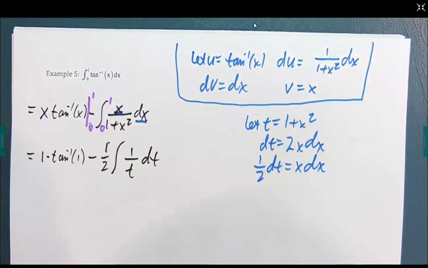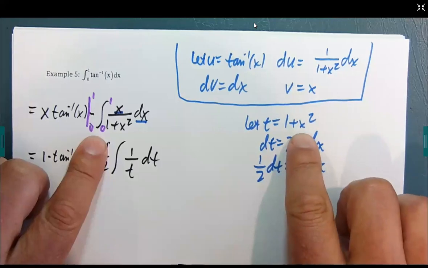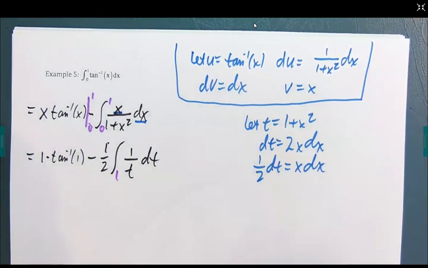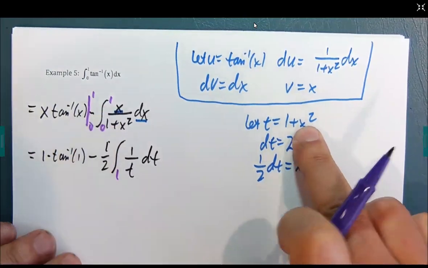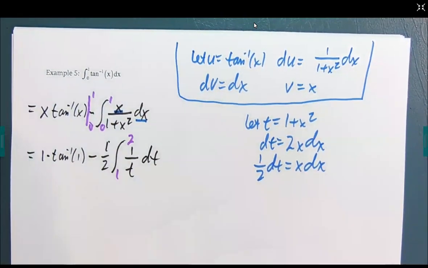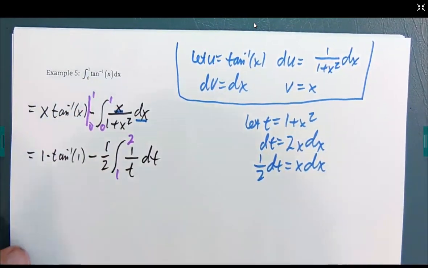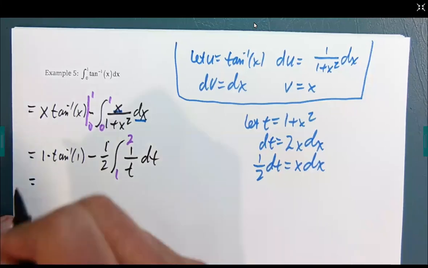Now the boundaries, they change. So when x equals 0, t equals 1. And when x equals 1, 1 squared is 1 plus 1 is 2, t equals 2. Please note that the boundaries change as well. That's a very common mistake to make, where you don't adjust the boundaries and you plug in the x values, the 0 and the 1, into t. So just be extra careful there. Now, 1 times anything is itself, no problem. Inverse tangent of 1, if you recall, that's actually pi over 4.